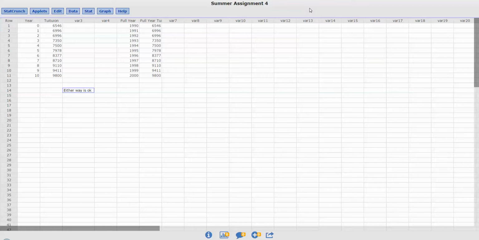Hello, this is for summer assignment 4 where you're being asked to graph a scatter plot, determine the correlation, and also graph a residual plot. And find the equation of best fit. You might have done some of this stuff by hand before. Probably you've done something like this in physics for Dr. Thomas. But here we go.